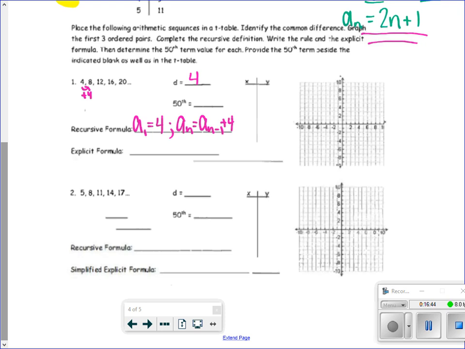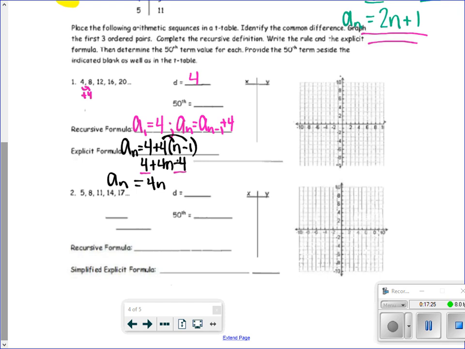Okay, the explicit formula, if we wanted to do it with that exact rule itself, would be our first term, which is 4, plus our common difference, which is 4, times n minus 1. And then we would go through and simplify it, so 4 plus 4n minus 4. Combining like terms here, that would just be 0. So 4n would be our final simplified version. Okay, that is option 1.